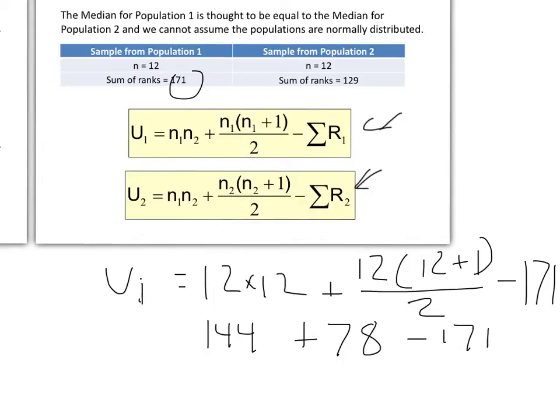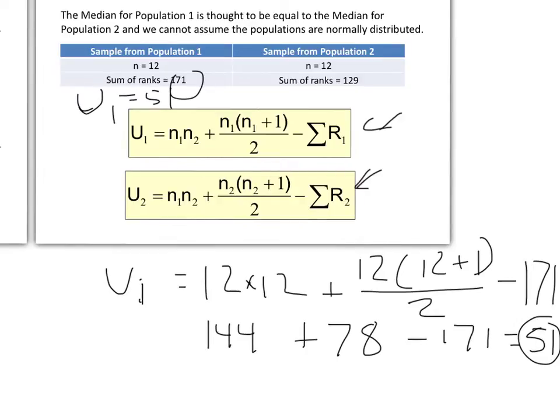Okay, so let's do that. We say 144 plus 78 minus 171 is 51. So our first one here, U1 equals 51.